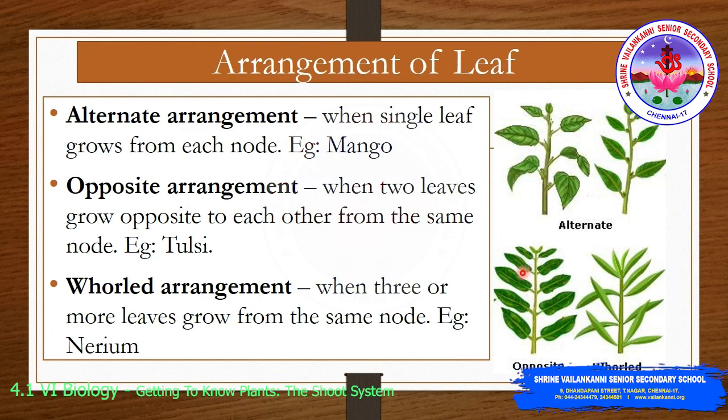And the next is opposite arrangement, when two leaves grow opposite to each other from the same node. An example of a plant having opposite arrangement of leaf is tulsi. And the next arrangement is whorled. When three or more leaves grow from the same node, it is called whorled arrangement. An example of a plant having a whorled arrangement is nerium.